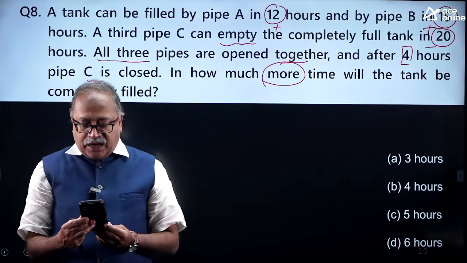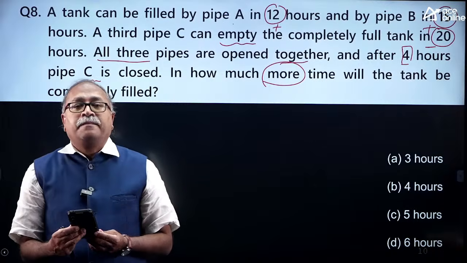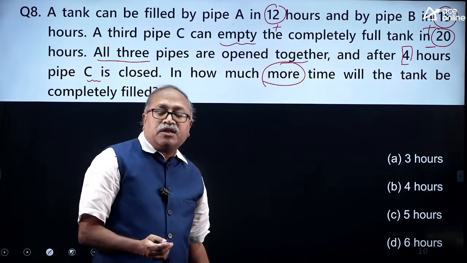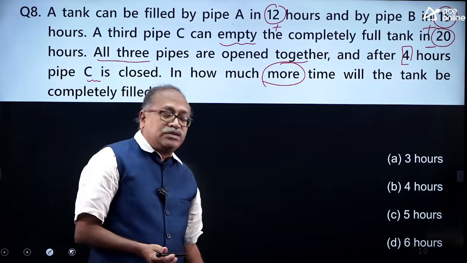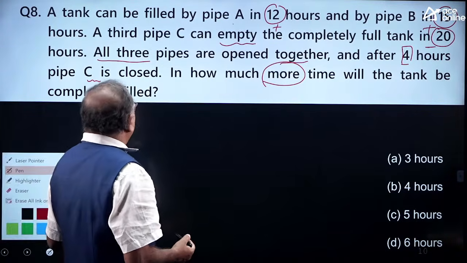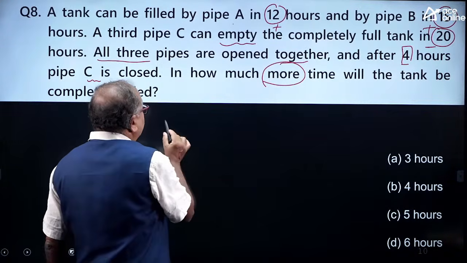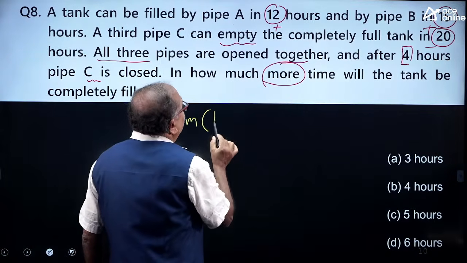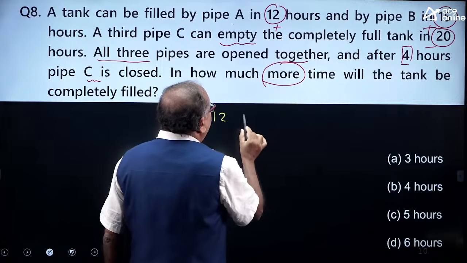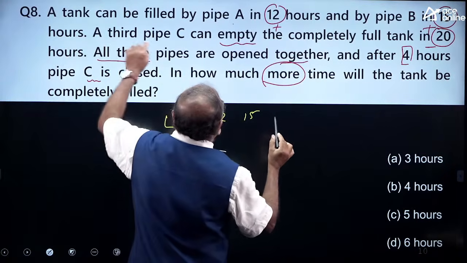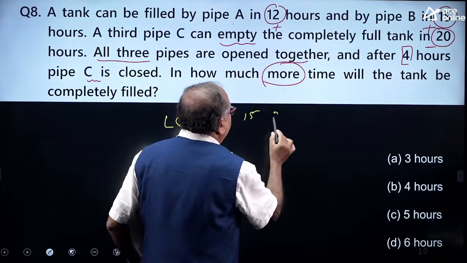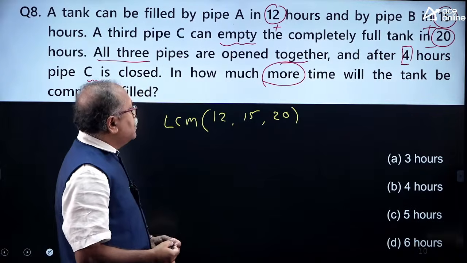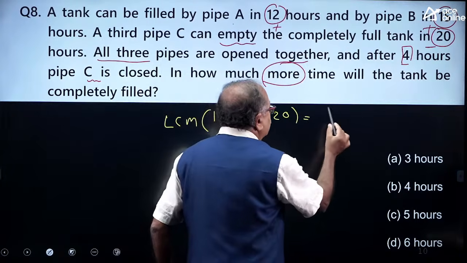Now I can see at your end 30 seconds is over. So, I am answering the question here with the shortest possible method. In the meanwhile, if you get the answer, please answer it. Here I'll be taking the LCM, which is how we answer this type of question. LCM of 12 hours, 15 hours and C empty 20 hours. The LCM of this is nothing but 60.